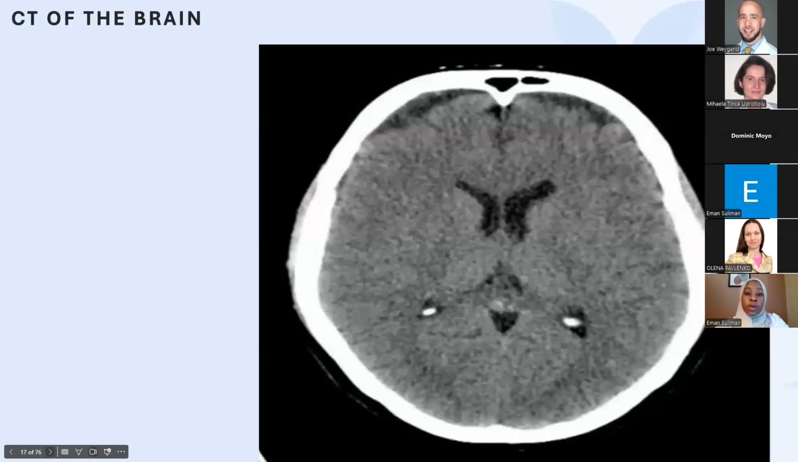Okay, here is CT of the brain. As we just said, CT is better at showing the bony structures. As we can see here, not much can be seen in the brain. It doesn't show the sulci or the gyri. It's not that detailed. So CT is better at showing the bone structures.